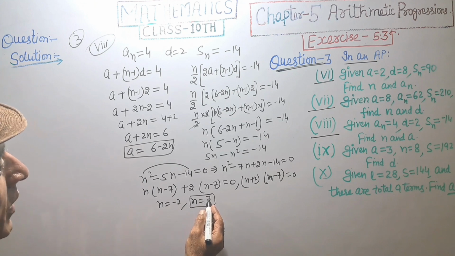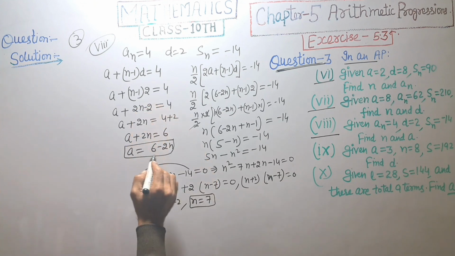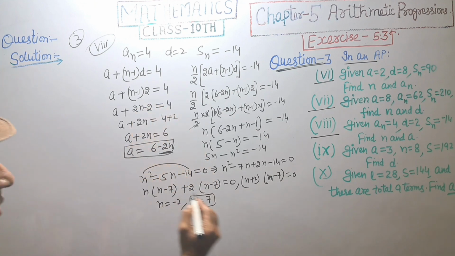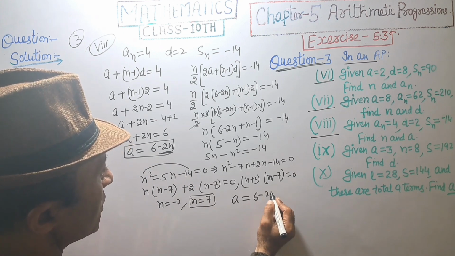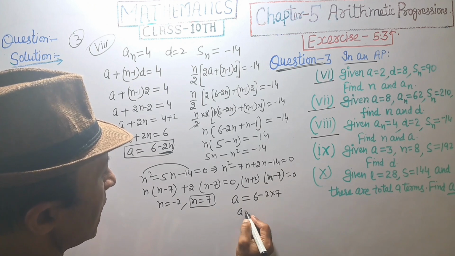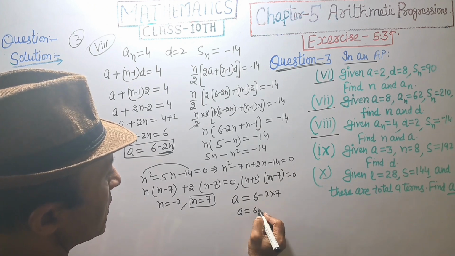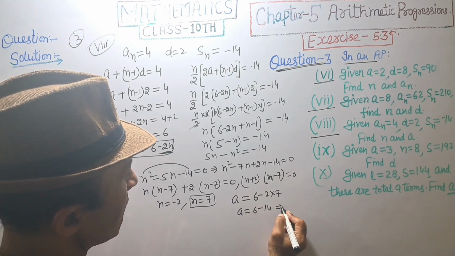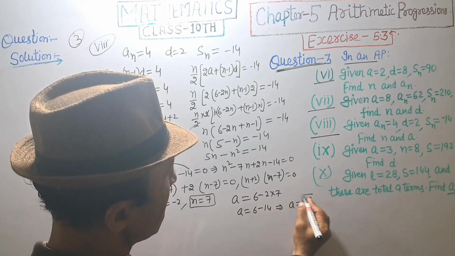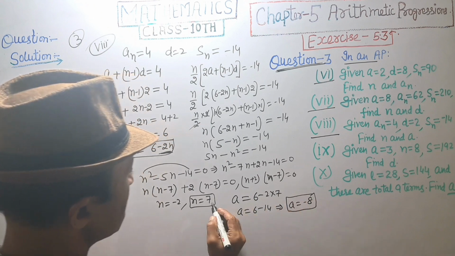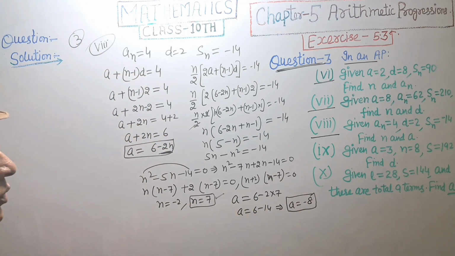N is equal to 7. Put in this equation, then we get a is equal to 6 minus 2 into 7. A is equal to 6 minus 14, since 7 2s are 14. This implies a is equal to 6 minus 14, which is minus 8. So a is equal to minus 8 and n is equal to 7.